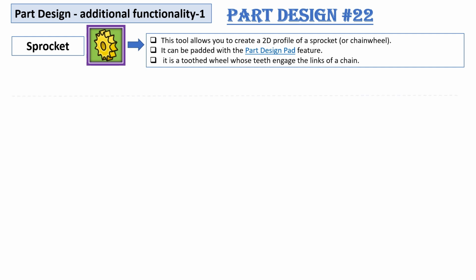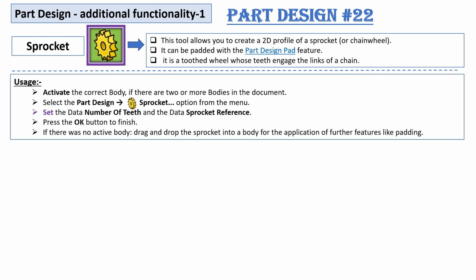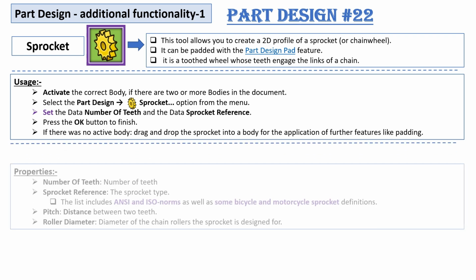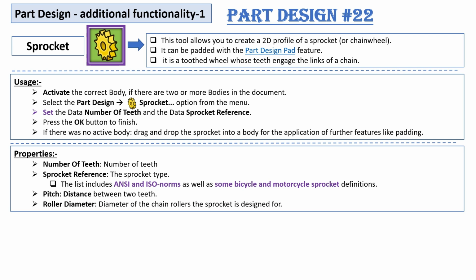Sprockets are used in bicycles, motorcycles, tracked vehicles, and other machinery either to transmit rotary motion between two shafts where gears are unsuitable or to impart linear motion to a track, tape, etc. Here you find the way to invoke the part design Sprocket tool and the steps to apply this tool.